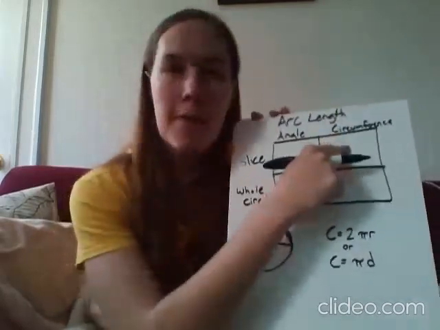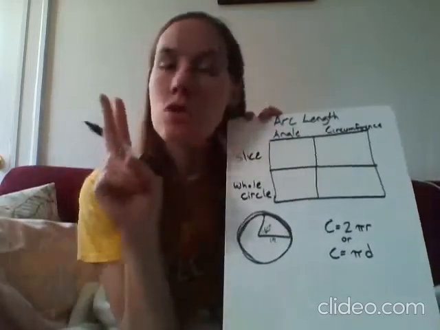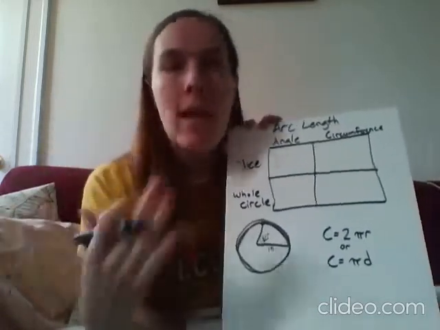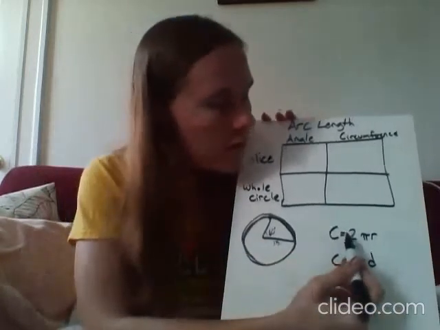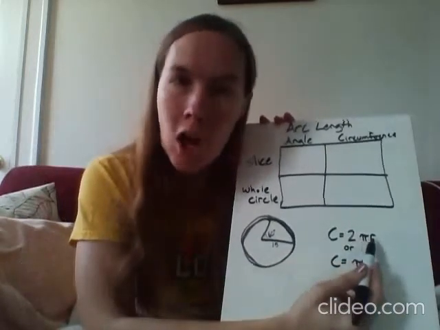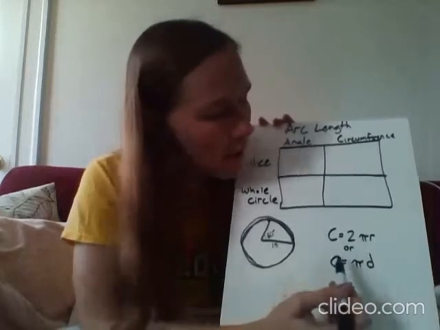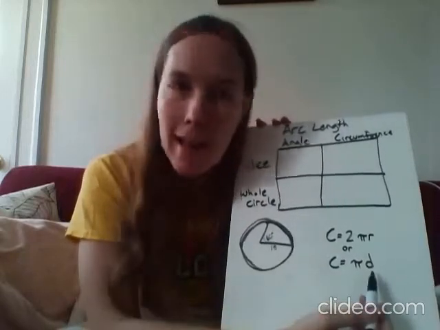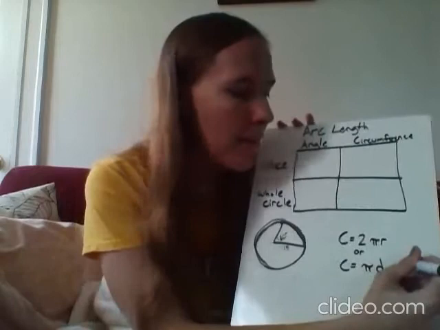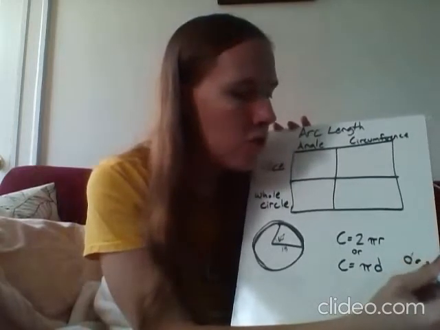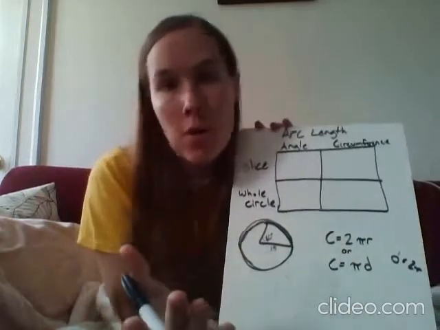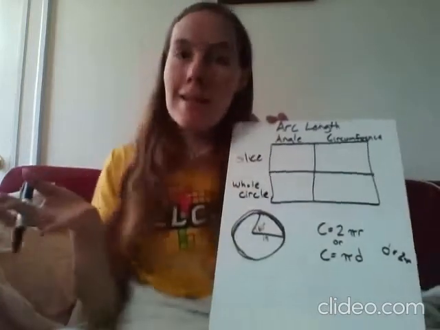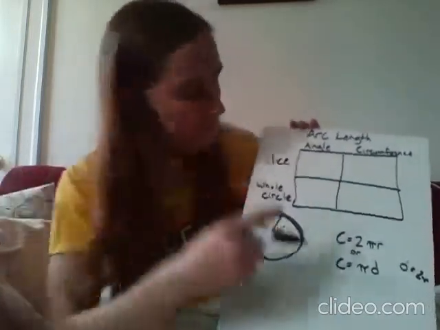And remember, we have those two different formulas for the circumference based off of what information you have. It's either the circumference equals 2 times pi times r, which is our radius, or our circumference is pi times diameter, because diameter is 2 times our radius. So that's why both of those equations work. So let's set up an example and try to figure it out.